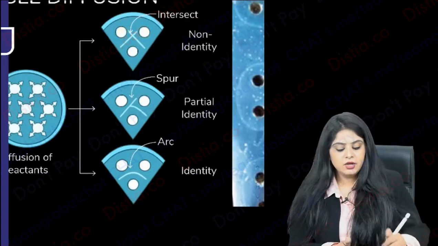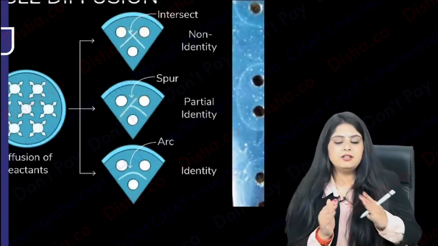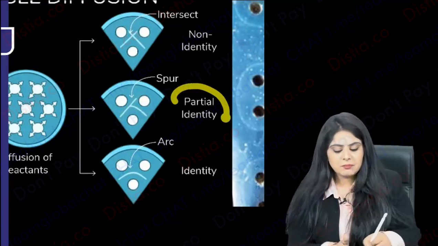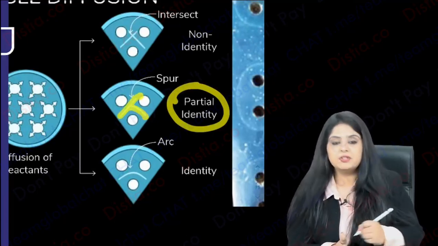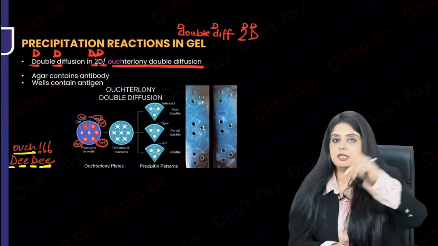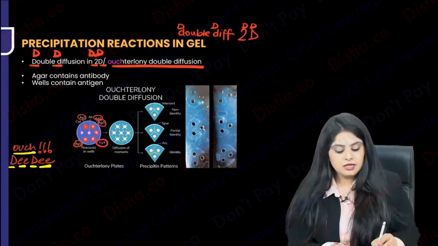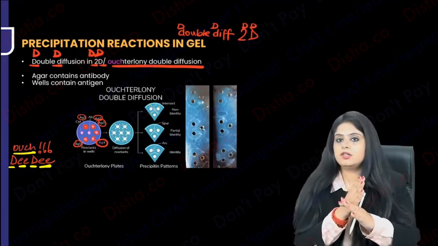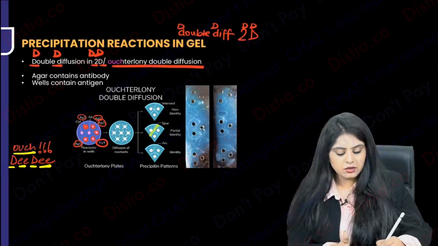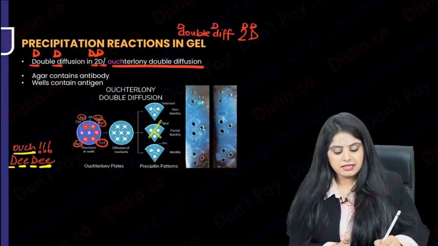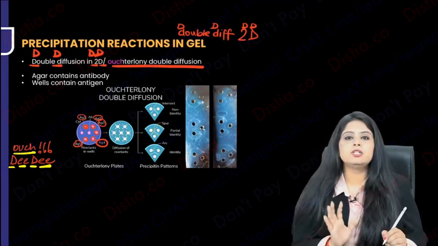And on the other hand, you kind of give a formal hug. Kind of hug, kind of war. That means partial identity. That is known as spur. So repeating once again, if you get a precipitin line which is a common arc, that means they are identical. If you get a cross, that means the antigens are non-identical. And if you get a kind of cut and kind of meet, what did I say? Kind of cut and kind of meet, that is a spur formation, that is partially identical.